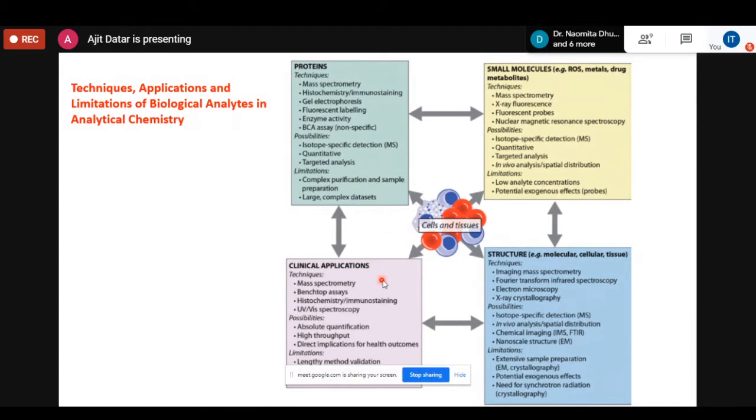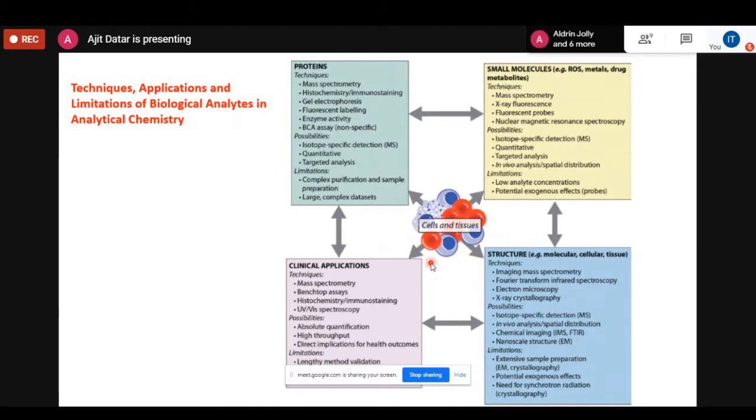Then there are clinical applications. Again, you will find mass spectrometry is on top. Then you can do some assays. Histochemistry and immunostaining is again there. You can use a simple instrument like UV visible spectroscopy. Absolute quantification is possible. High throughput is possible, because if it is clinical work, you want to have results as early as possible.